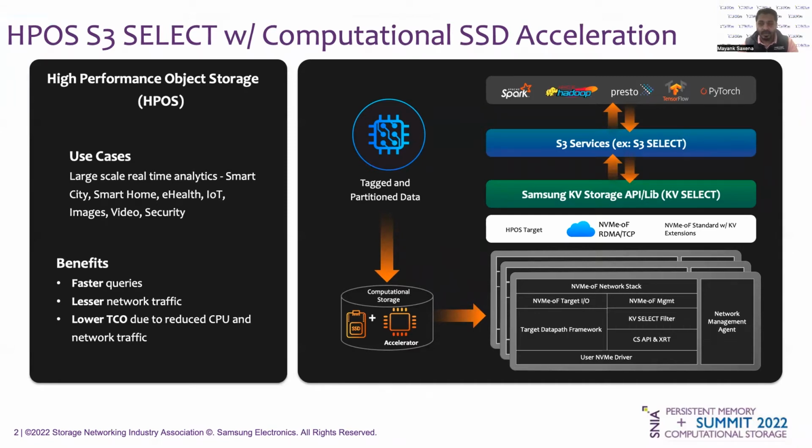As you can see on the top right, various ML applications needing to serve real-time analytics utilizing S3 now have an additional standard interface of S3 select of HPOS, enabling applications to have data of interest chunked and stored in computational storage, where utilizing our computational SSDs acceleration capability to perform near data processing. Major benefits of HPOS: faster performing queries, higher throughput with lesser network traffic, and lower TCO with reduced CPU usage.